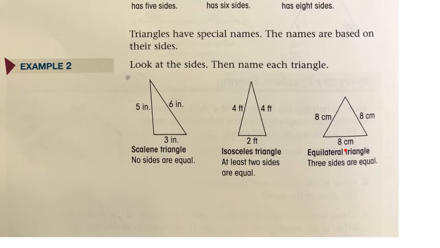And the third type of triangle is an equilateral triangle. Just like the beginning of the word equilateral, equal. 3 sides are equal, and a triangle has 3 sides, so all sides of an equilateral triangle are equal. 8 centimeters, 8 centimeters, and 8 centimeters.